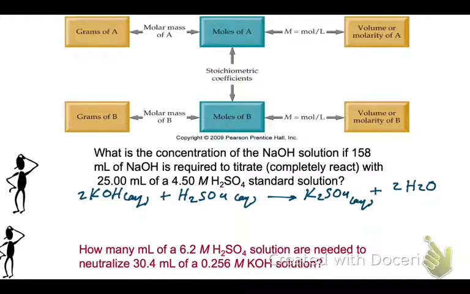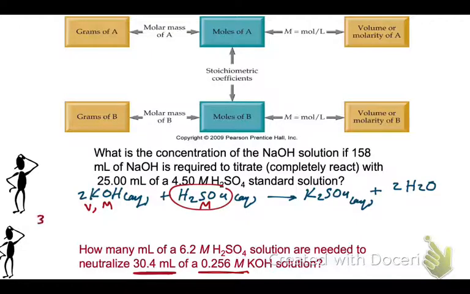Now, let's do what we did before. Go to your equation. What do I know about the base? There is the volume and then there is molarity. So I have volume and I have molarity. What do I know about the acid? Only molarity. So I always go to mole because it's stoichiometry. The base is what's going to give me moles. So I start with the base.